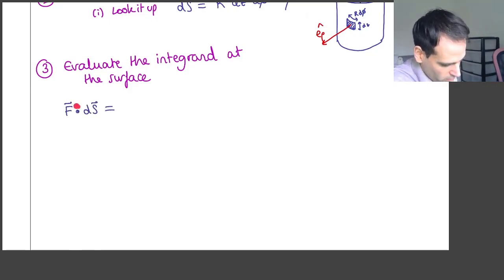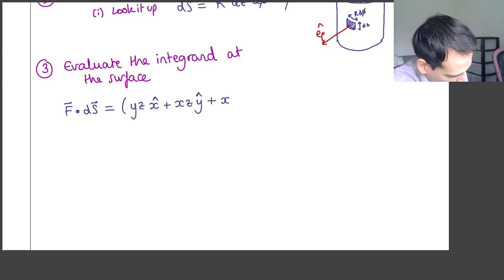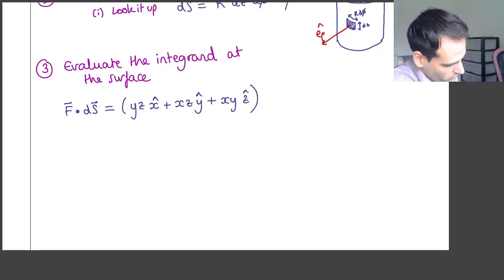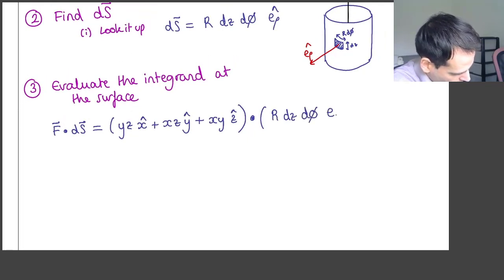I always draw the dots very big so that you don't forget, yeah? So f is our function. Let me write it explicitly. It's yz in the x hat direction plus xz in the y hat direction plus xy in the z hat direction. Dot dS, which is r dz dφ in the e rho direction.